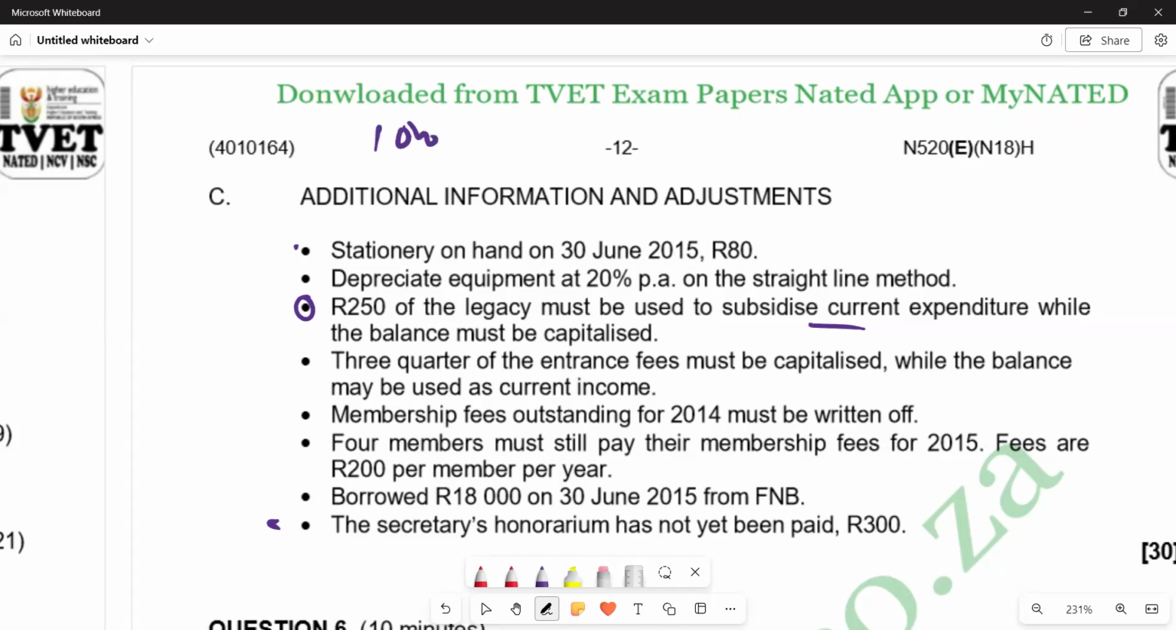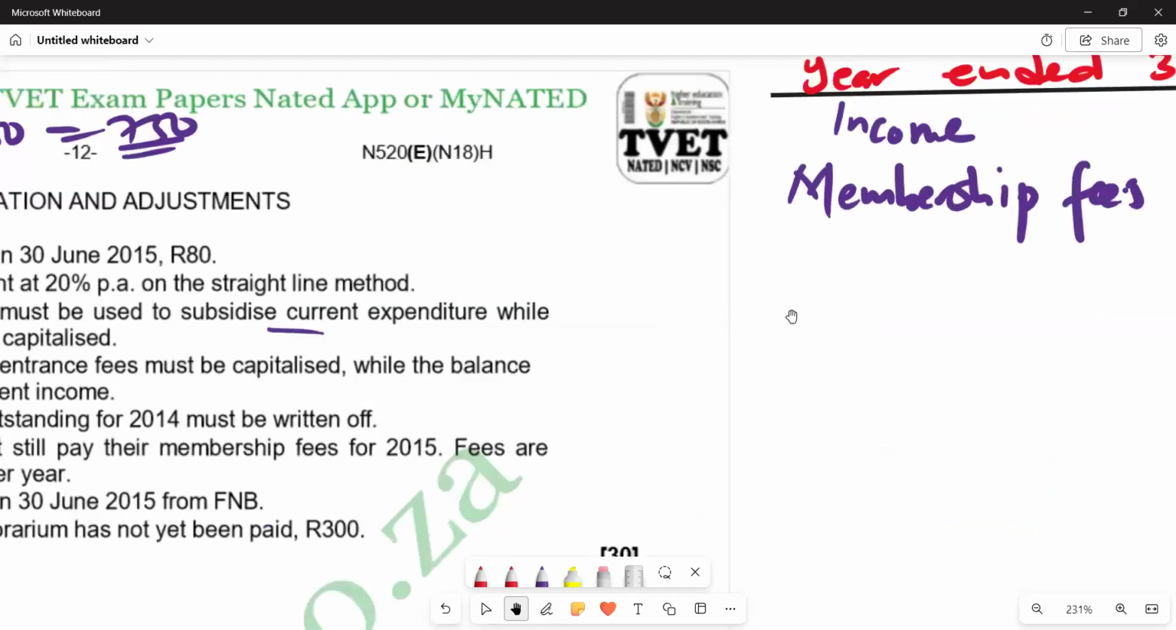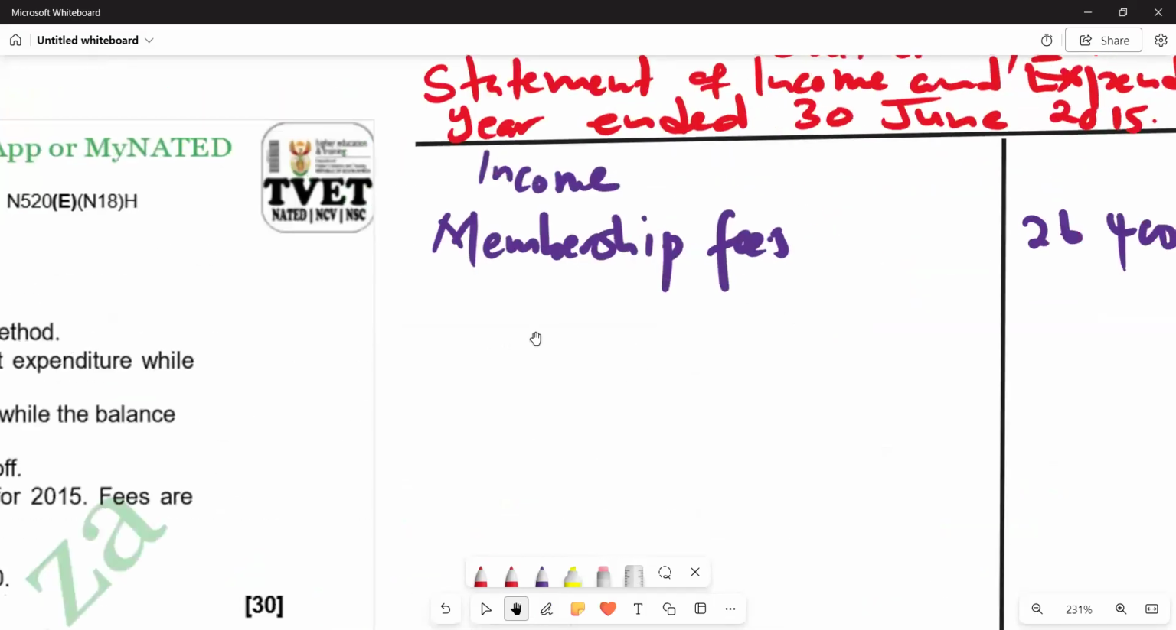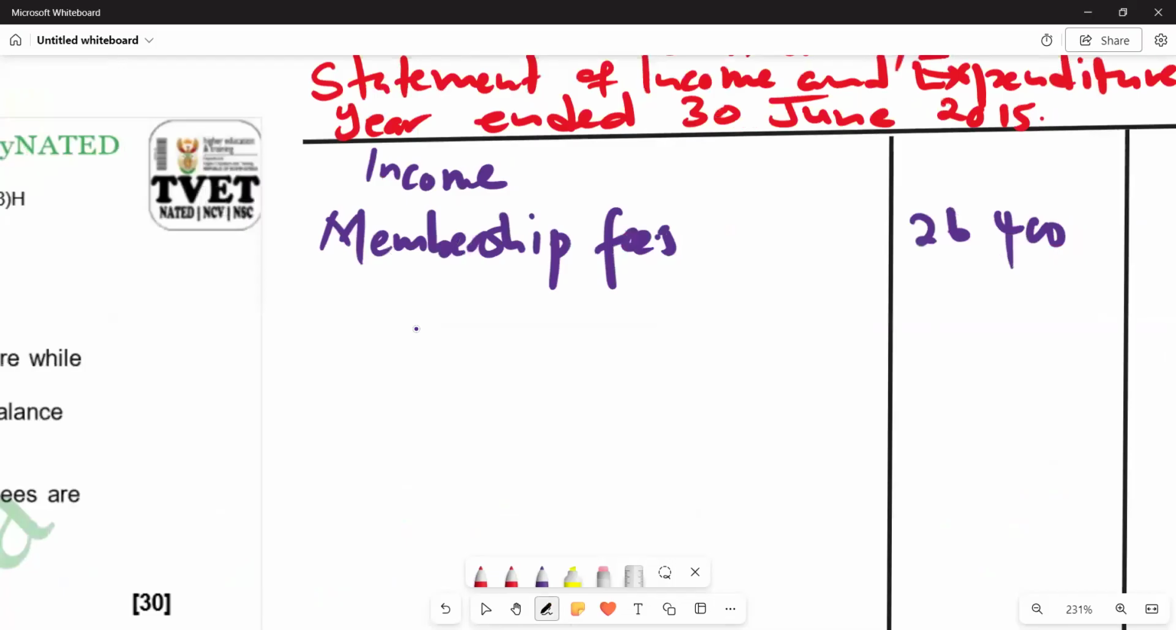So the remainder is 1,000 minus 250, and obviously you are going to get your 750. So this is the one that has been capitalized, so this one cannot fall under the income and expenditure account. So you take 250 and enter it as it is under income. We are now saying legacy, and we've got the amount of 250.